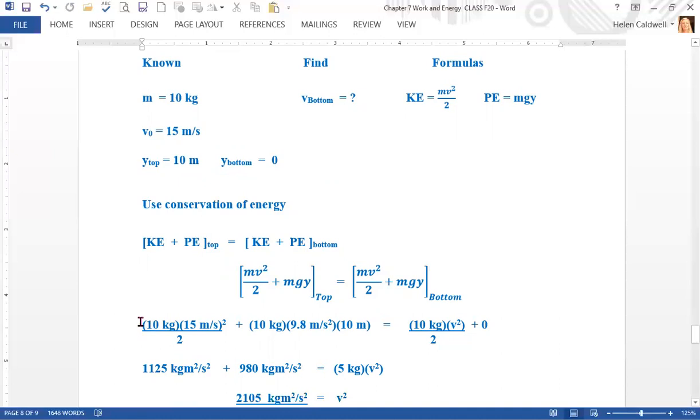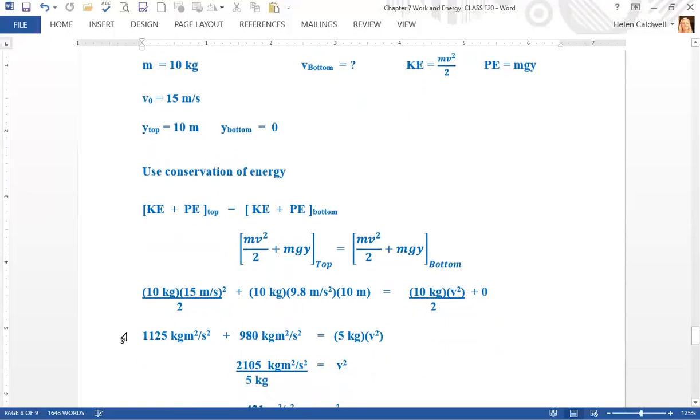M is 10 kilograms. Our starting velocity is 15 meters per second. It'll have to be squared, and we divide by 2. M is 10 kilograms. G is 9.8 meters per second squared. And y at the top is 10 meters. On the right side of the equal sign, we have 10 kilograms times v squared over 2. And mgy at the bottom is equal to 0 because y is 0. At the bottom, y is 0, so the whole term goes to 0.